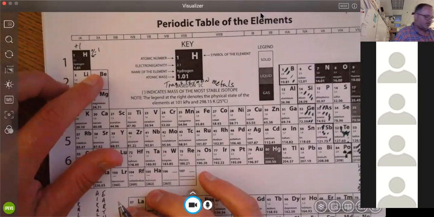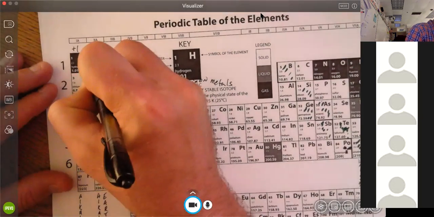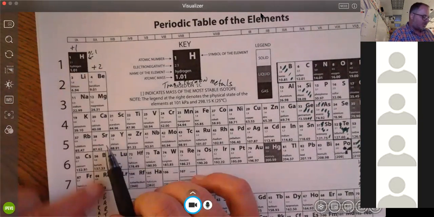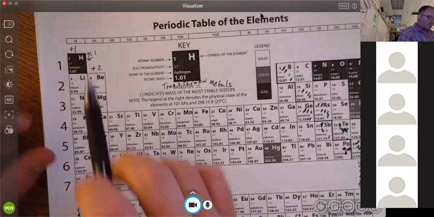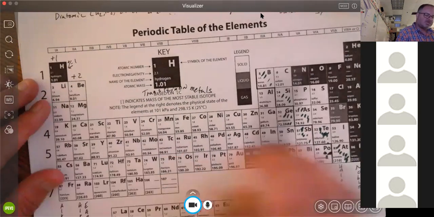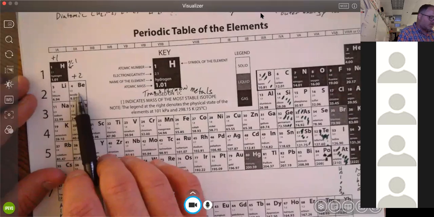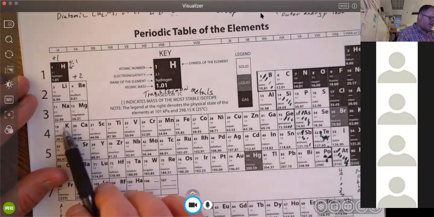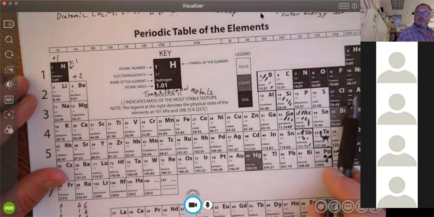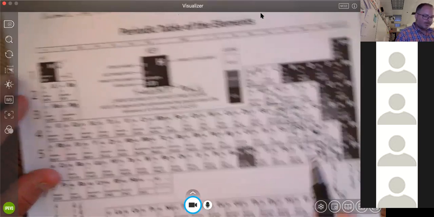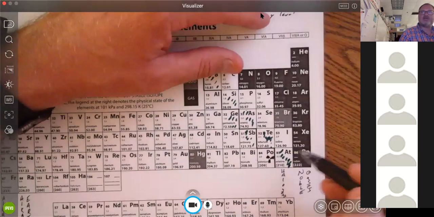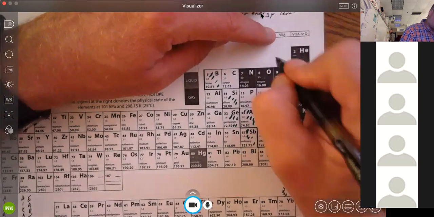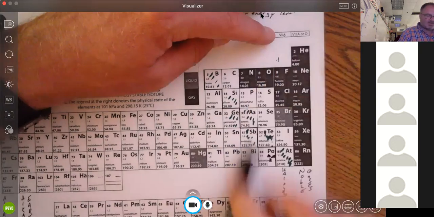Group 2A, that means it has 2 valence electrons. So it will lose 2 electrons, giving it a charge of plus 2. Remember, it's all about getting the same configuration as the noble gases. So if beryllium loses 2, 1, 2, it now has the same number of electrons as helium. Potassium will lose 1, giving it 18 electrons. The noble gases do not gain or lose any, but if you were in group 7A, you would gain 1. That would allow you to get that octet.